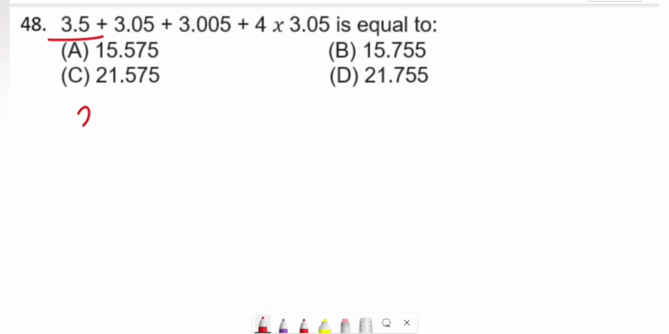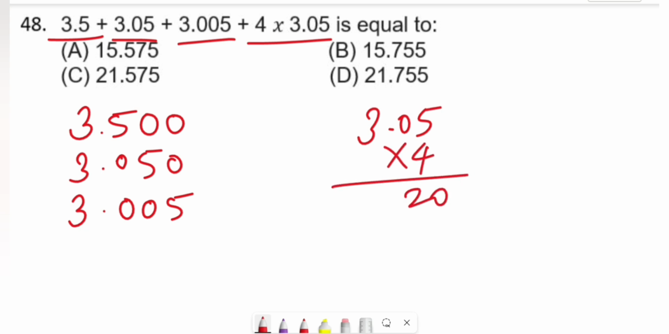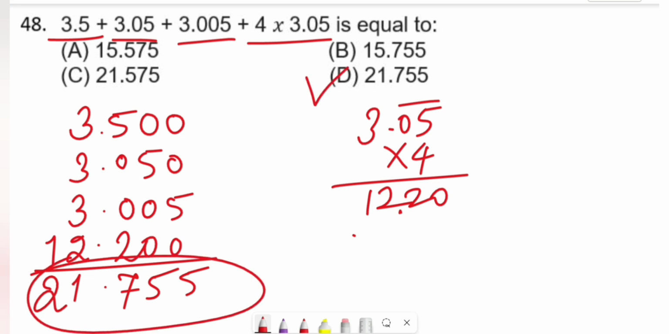Here in this question, you have to add the given decimal values. Only you have to ensure the 10th place, 100th place and 1000th place digits properly. Okay. So the last term is 4 into 3.05. So do the normal multiplication and after getting the answer, keep the decimal point after 2 digits. Okay. Alright. So let us add this. So you will get 21.755. Let us move to the next.